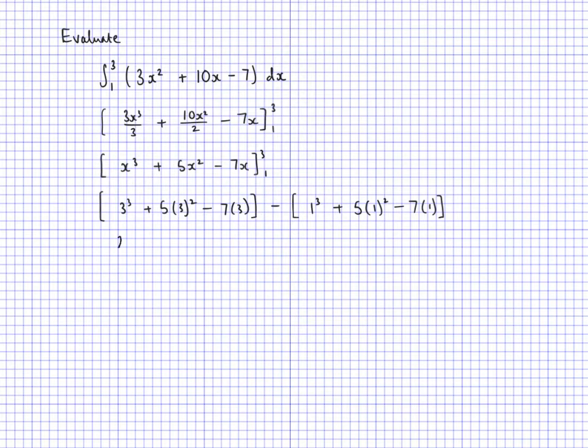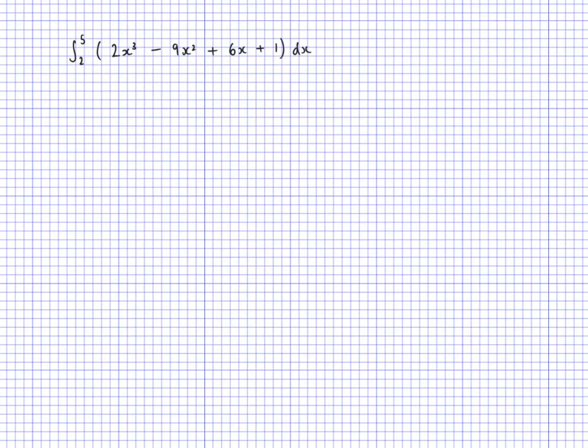So I will have 27, add 5 times 9 is 45, take away 21, take away 1, add 5, take away 7. So this 27 add 45, that is 60, 67, and then 72. 72 take away 21 is going to be 51. And I need to take away, this is going to be 1 add 5 is 6, take away 7 is negative 1. So take away a negative 1. Here I can see that this would be 51 add 1, which is going to give me 52.